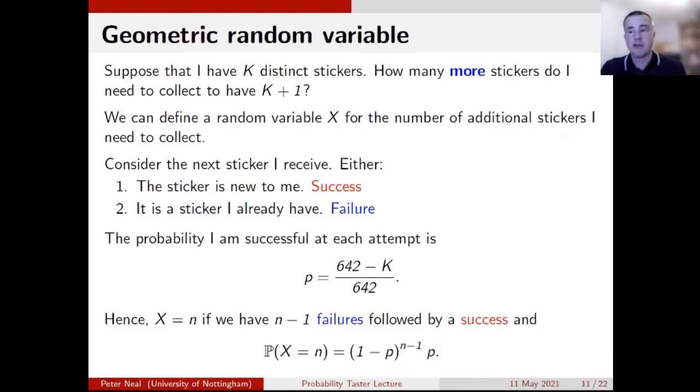So we can then define our random variable x, and we can say x is equal to n. For example, n could be 3 if we have n minus 1 failures, so 2 failures followed by a success. So I have my 100 stickers already. I get the next 2 stickers, and unfortunately they're both ones I've already got. Sticking with the football, they're both Arsenal players, so I don't want any more of those. And then I move on and get a new sticker, which is somebody I have not got before. And I'm not going to worry too much about which team that is.